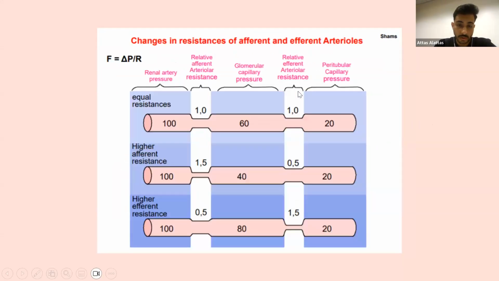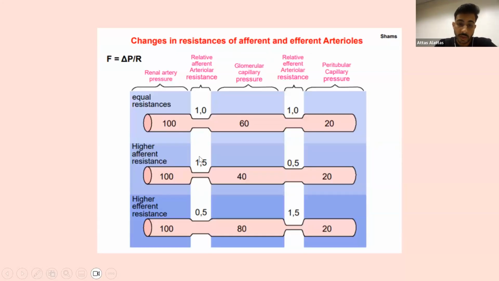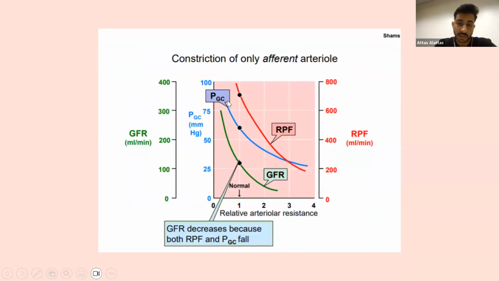Let's say you constrict the afferent arteriole. What do you think will happen to the capillary hydrostatic pressure? If you constrict this, there will be less blood going to the glomerular capillary, and there will be less pressure, right? So this is what it shows here. If you constrict the afferent, there will be less blood going into the glomerular capillaries. There will be less pressure. So as you increase the resistance or the constriction, the hydrostatic pressure will decrease.